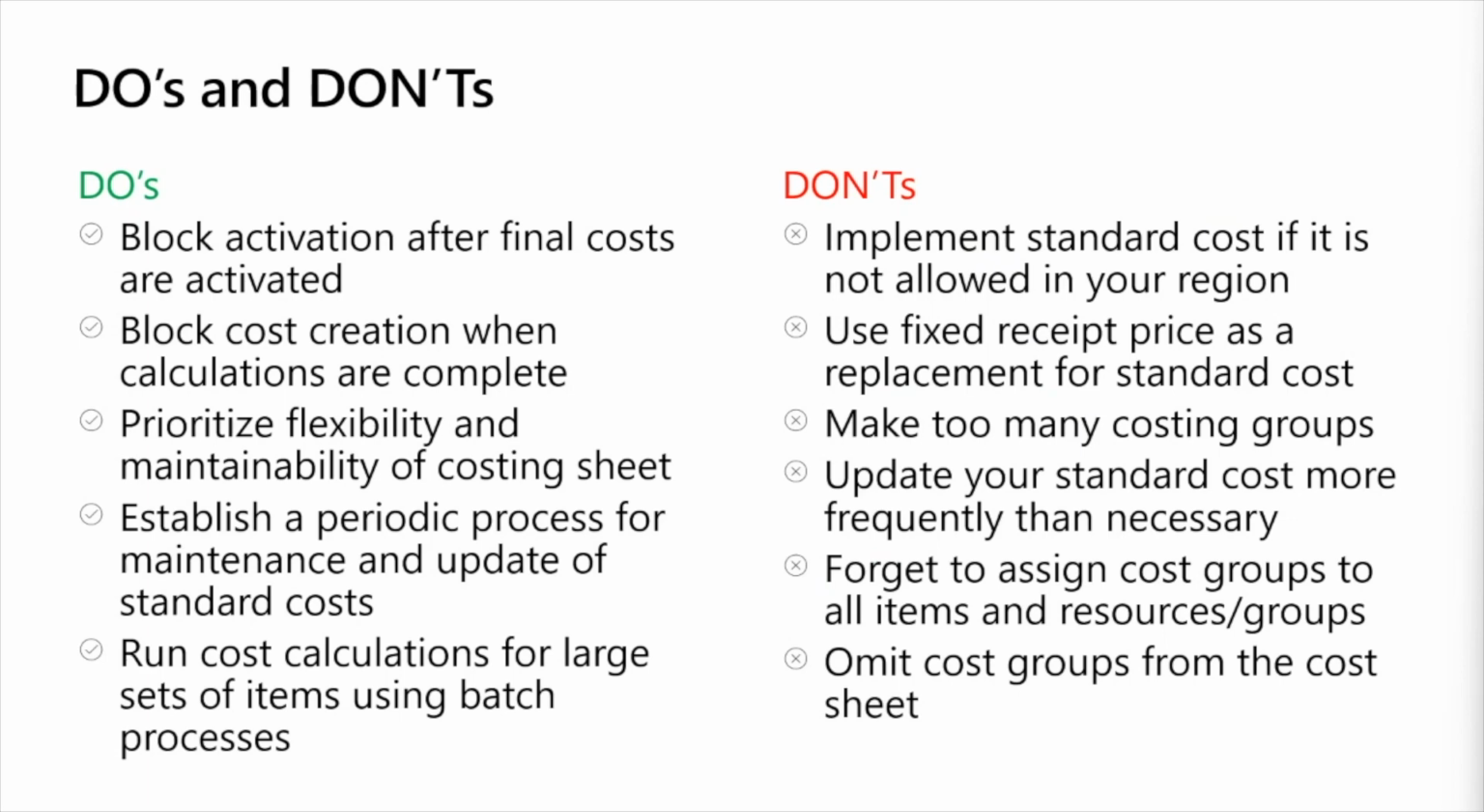Don't forget to assign cost groups to all of your items and resources or resource groups. This will make sure that every source of cost in your business actually gets allocated to the cost sheet. So when we look at a cost sheet, we want to see all the details. And if we leave a cost group off an item, for example, then that item's cost won't be represented in the cost sheet. We also don't recommend that you omit cost groups from the cost sheet in the same way. So we may have the cost groups assigned to our items, but if it isn't on the cost sheet, we won't be able to see the cost of that item.